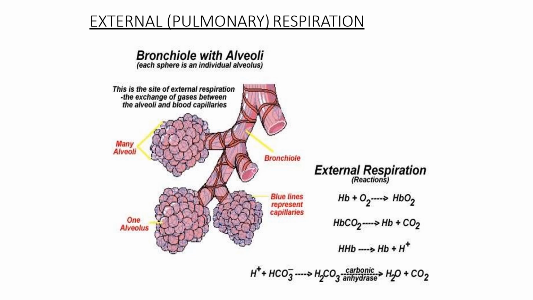So this is the picture. You can see bronchiole with alveoli. This is the site of external respiration, the exchange of gases between the alveoli and blood capillaries. So external respiration reactions are: Hb plus O2 combines to form HbO2, and HbCO2 will dissociate to hemoglobin plus CO2. CO2 escapes into the air. So hydrogen ion combines with bicarbonate to form H2CO3, which will again dissociate to H2O and CO2. This is a bronchiole with alveoli, which is the site of external respiration.